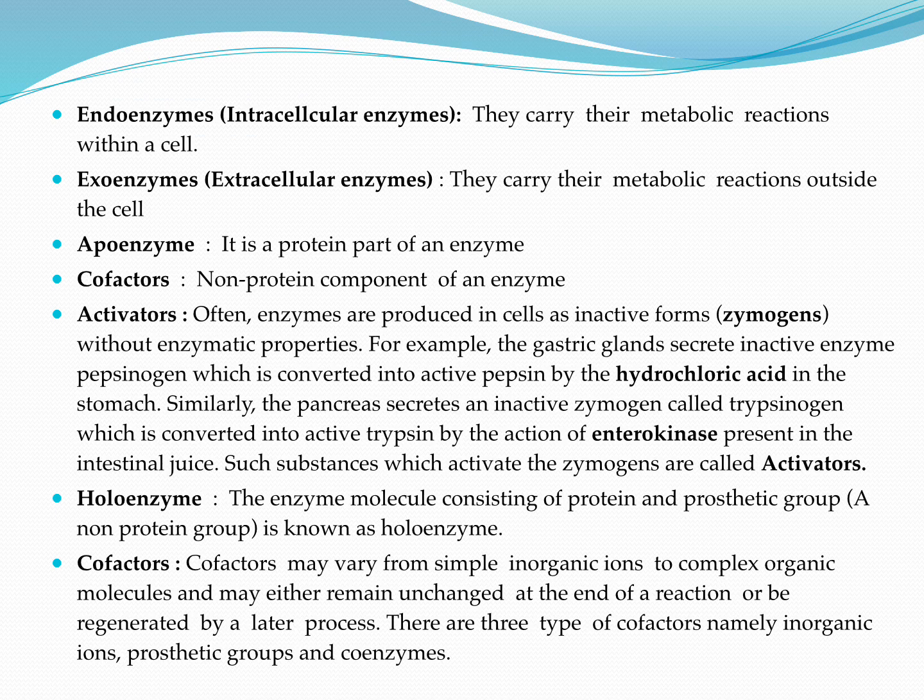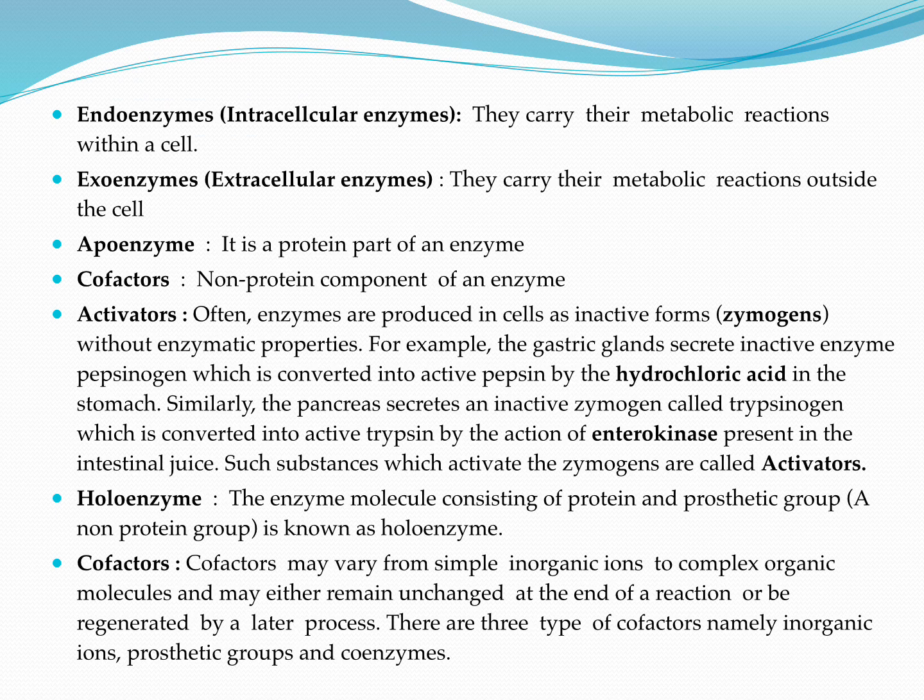Now we will discuss the different kinds of enzymes. The endoenzymes are also known as intracellular enzymes. They carry their metabolic reactions within a cell. Next one is the exoenzymes. It is also called extracellular enzymes. They carry their metabolic reactions outside the cell. Next one is the apoenzyme. It is a protein part of an enzyme. Next one is the cofactor. The cofactor is a non-protein component of an enzyme.